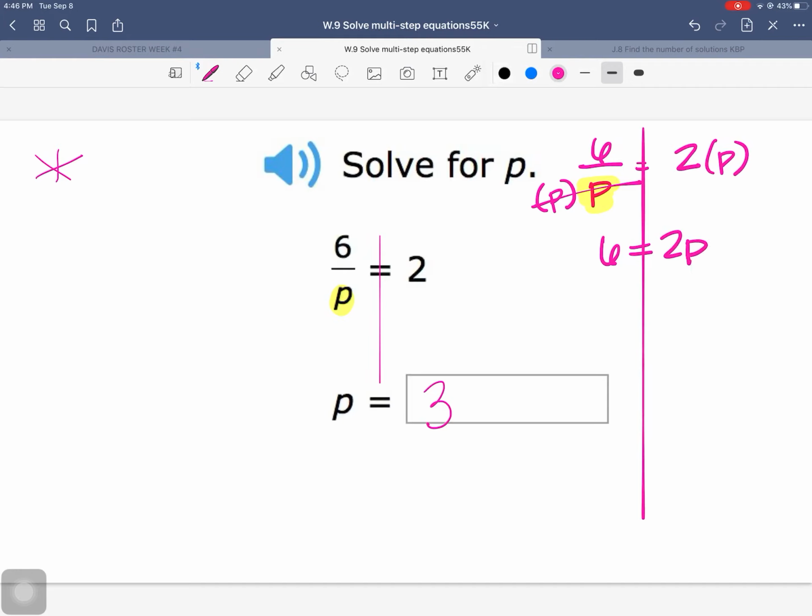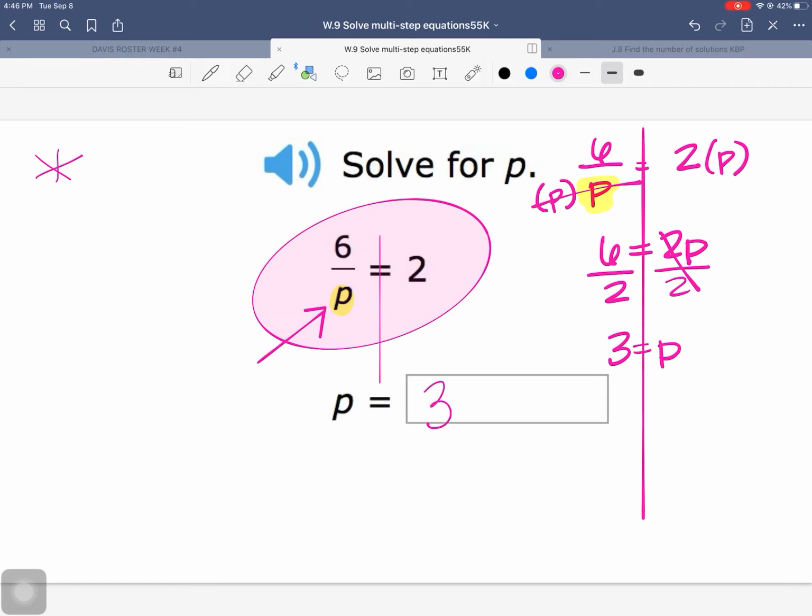Now, this is a better looking problem than we're used to, so we're going to divide both sides by 2, and 3 equals p. Again, what I've done in pink is kind of a tough concept, but if you honestly know what it means to say 6 divided by some number equals 2, just determine what number you can substitute in for p that will give you 2. Remember, if you need to press pause at any time to write this stuff down, please do so.